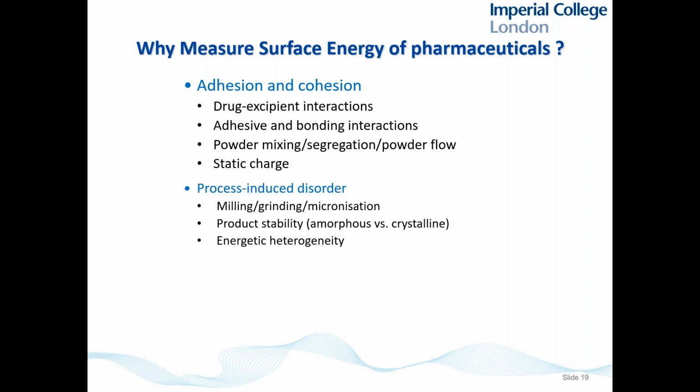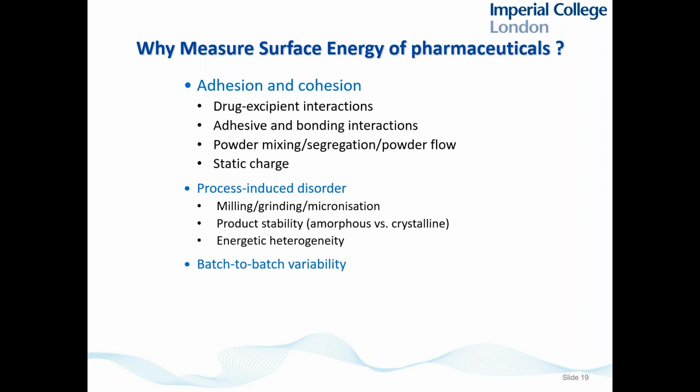If, for instance, in process-induced disorder, milling, grinding, micronization is a very common unit operation for manufacturing of drugs, but it changes surface properties and it changes product stability, and that's critical. It can affect the ability of a material to become crystalline or amorphous. It can affect polymorphism. It can do a lot of things to complicate your material that you want to know about.